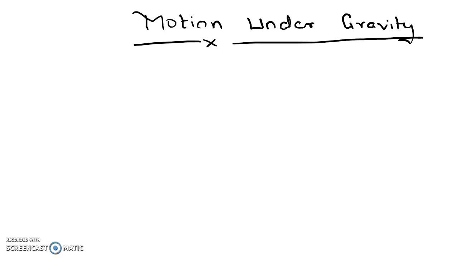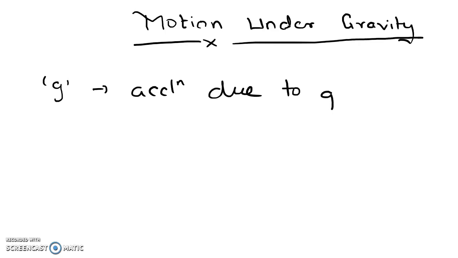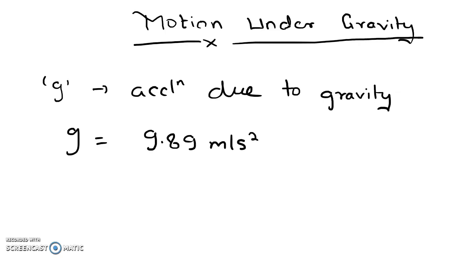Now in this topic we are going to talk of those concepts where only one force is present, only gravity, and only one acceleration is present, that is g, which is called acceleration due to gravity. So only this acceleration is present, and its value is 9.8 meter per second square, or we can also take 10 meter per second square.